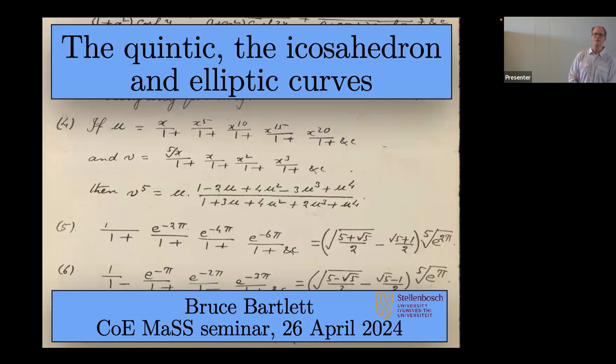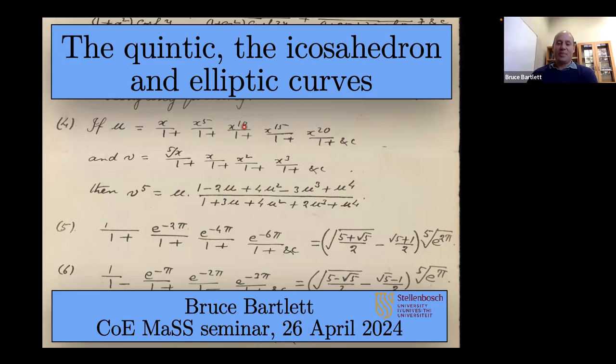But in particular, today, Bruce is going to talk about the quintic, the icosahedron, and elliptic curves. All of those areas have long histories and have deep roots in all areas of mathematics. So, Bruce, over to you. Thanks, Bruce, and thanks for that introduction, and thanks for the opportunity to speak in the seminar.